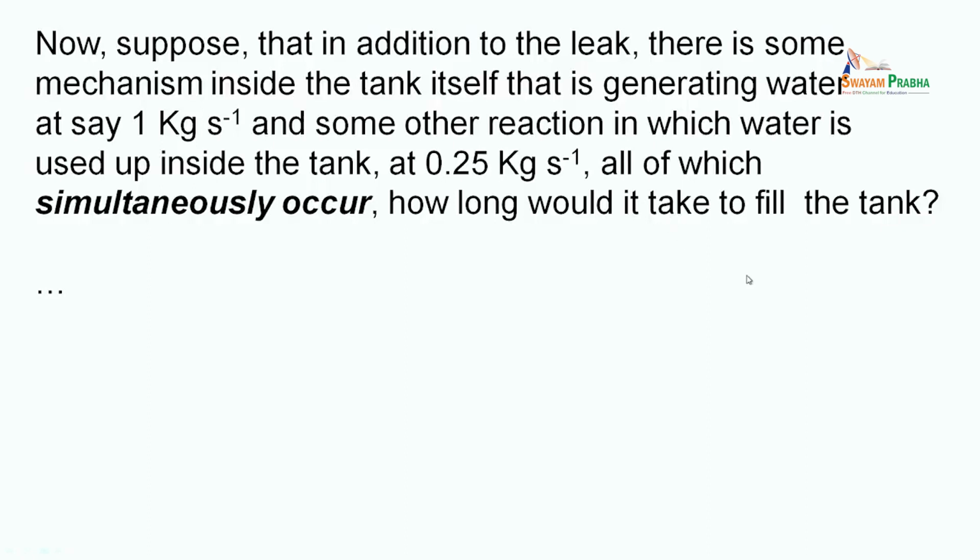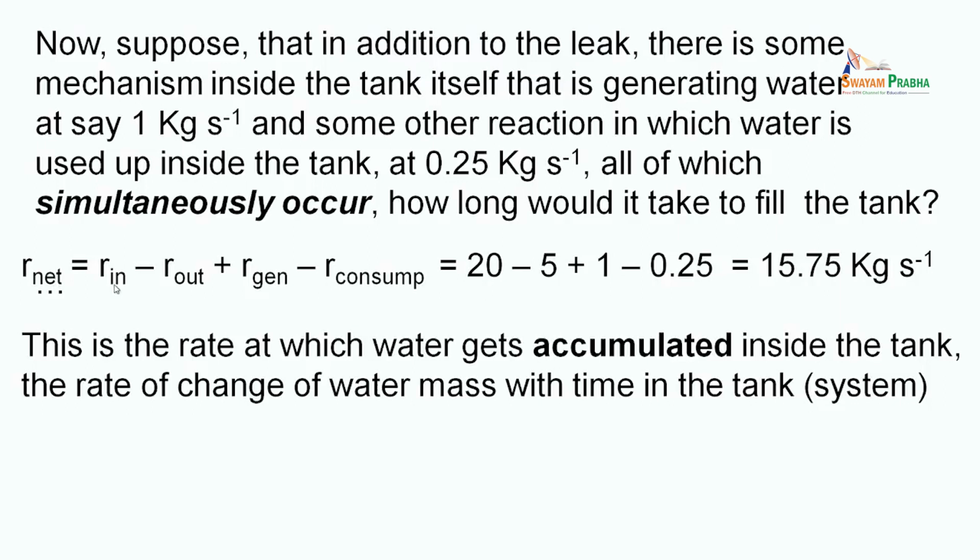You are comfortable with rates by now. So, you ask me what is the net rate. If I know the net rate, I can find that out. And how do you find the net rate? The net rate is rate of input minus rate of output plus rate of generation minus rate of consumption. Rate of input is 20 kilograms per second, rate of output is 5 kilograms per second, that we have already seen. Now, the rate of generation here, water is being generated at 1 kilogram per second, and it is being consumed by a reaction at 0.25 kilogram per second. Therefore, the net rate turns out to be 15.75 kilograms per second.